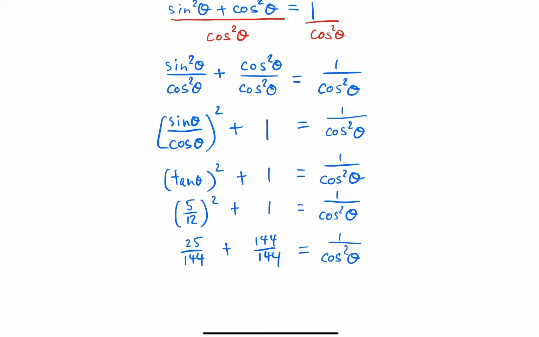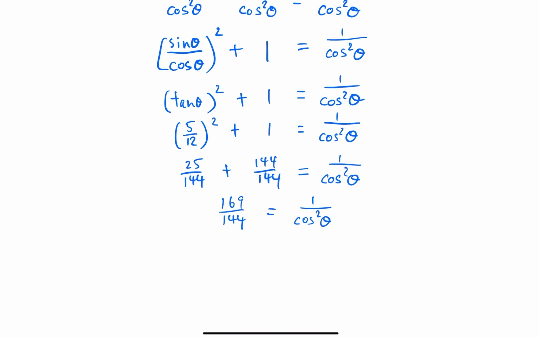Now, as you can see, we can go ahead and combine these fractions because they have the same denominator, and this works out to 169 over 144 is equal to 1 over cosine squared theta. All right, so now what we can do is square root both sides, and when we do, the value on the left side of the equation works out to 13 over 12, and on the right side of the equation that works out to 1 over cosine of theta.